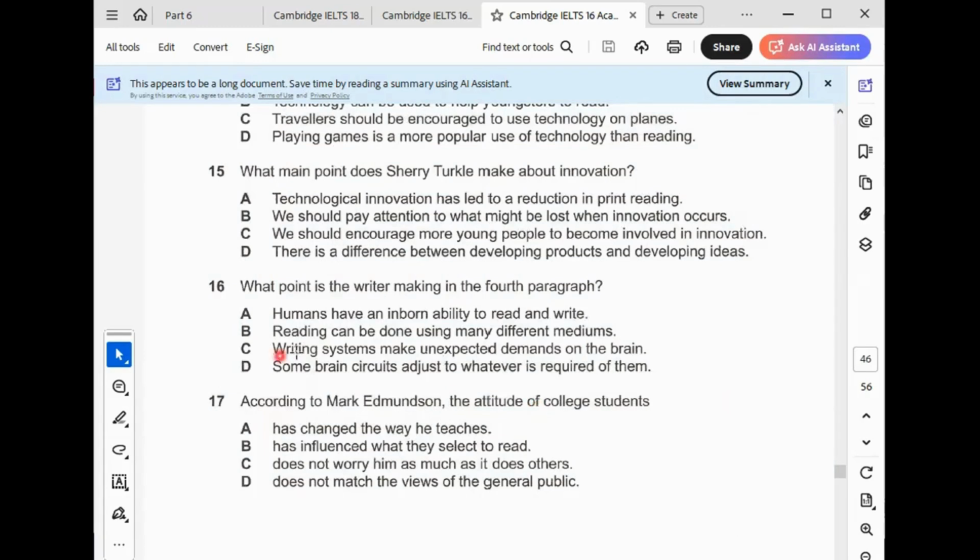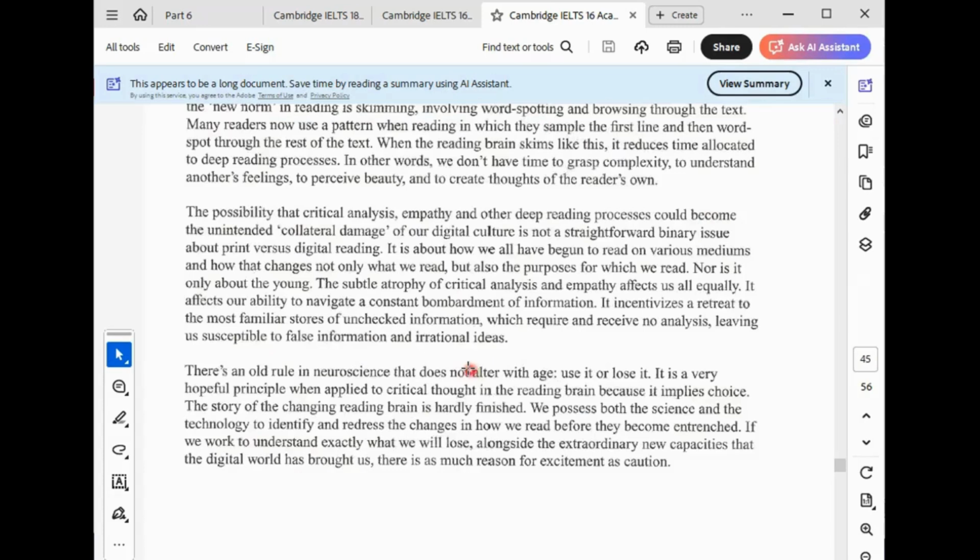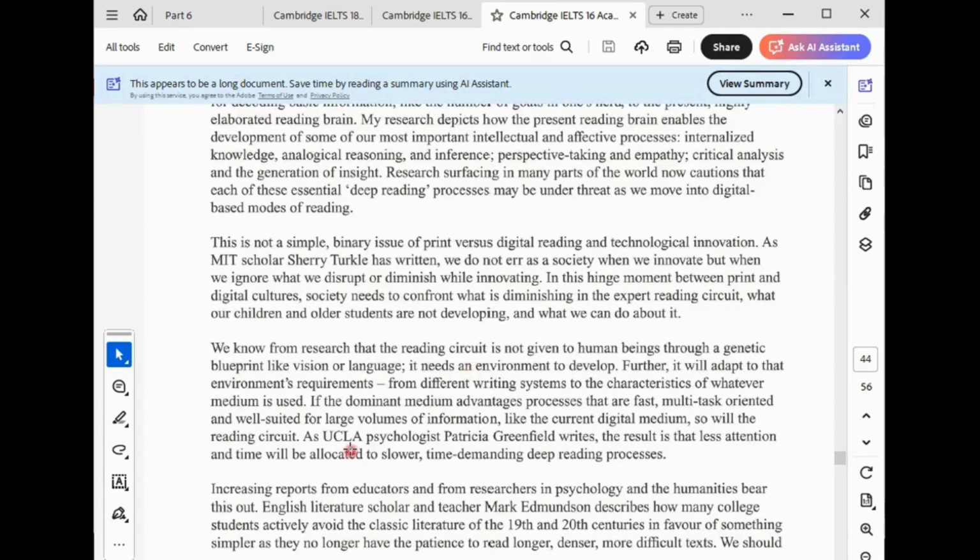Let's check C. Writing systems make unexpected demands on the brain. No. Hold on. Unexpected demands. Writing systems. Wait, I saw writing somewhere. Further, it will adapt to the environment requirements from different writing systems. In other words, it's talking about the brain. The reading circuits in the brain will adapt to different writing systems.